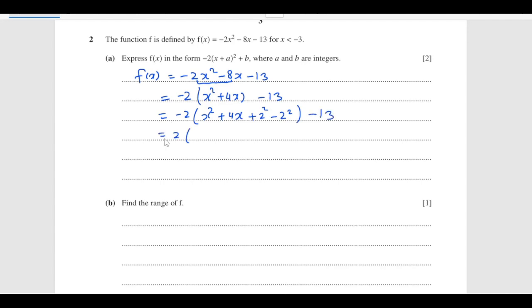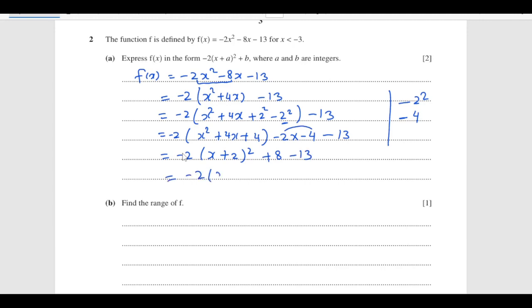So we have negative 2 into x squared plus 4x plus 4, and then this negative 2 times this is 2 times 2, negative 4... minus 13, right. So this is negative 2 (x plus 2) squared. Now be careful here, this is not going to be positive. Most of the students sometimes do this as negative 2 squared. So negative is outside and 2 squared is 4, so that's why it remains negative, right. So this is plus 8 minus 13. So we have the final answer which is in the required form.